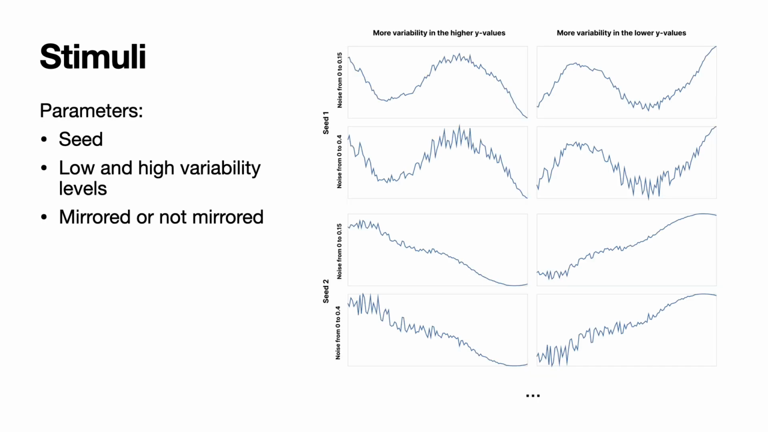The stimulus generation can be parameterized by the random seed for the Brownian motion and noise, and the variability levels. We also mirrored series to counterbalance potential bias towards higher or lower Y values.